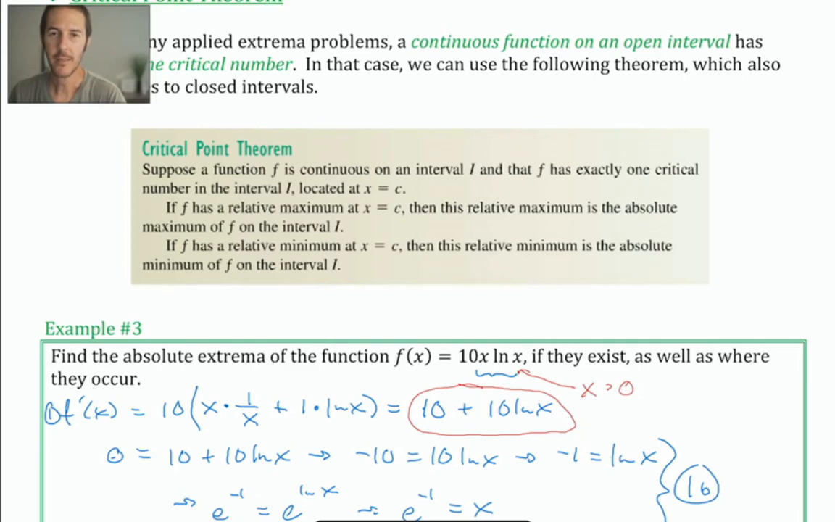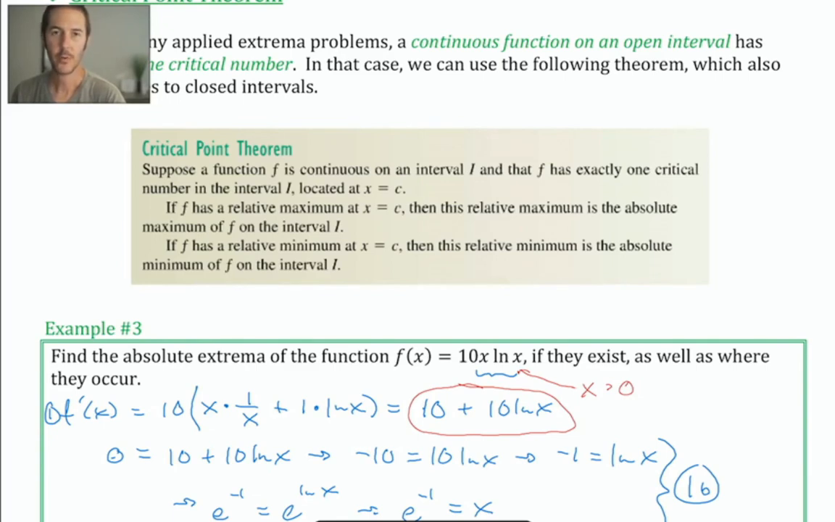On an interval I, that f has exactly one critical number in the interval. The critical number of x equals 4 in our problem is not on the available interval. Our interval starts at positive 5 and includes positive 5. And it appears that on the interval going from x equals 5 to the right, larger x values, more production, there isn't another critical number on that interval. x equals 5 is our only critical number.